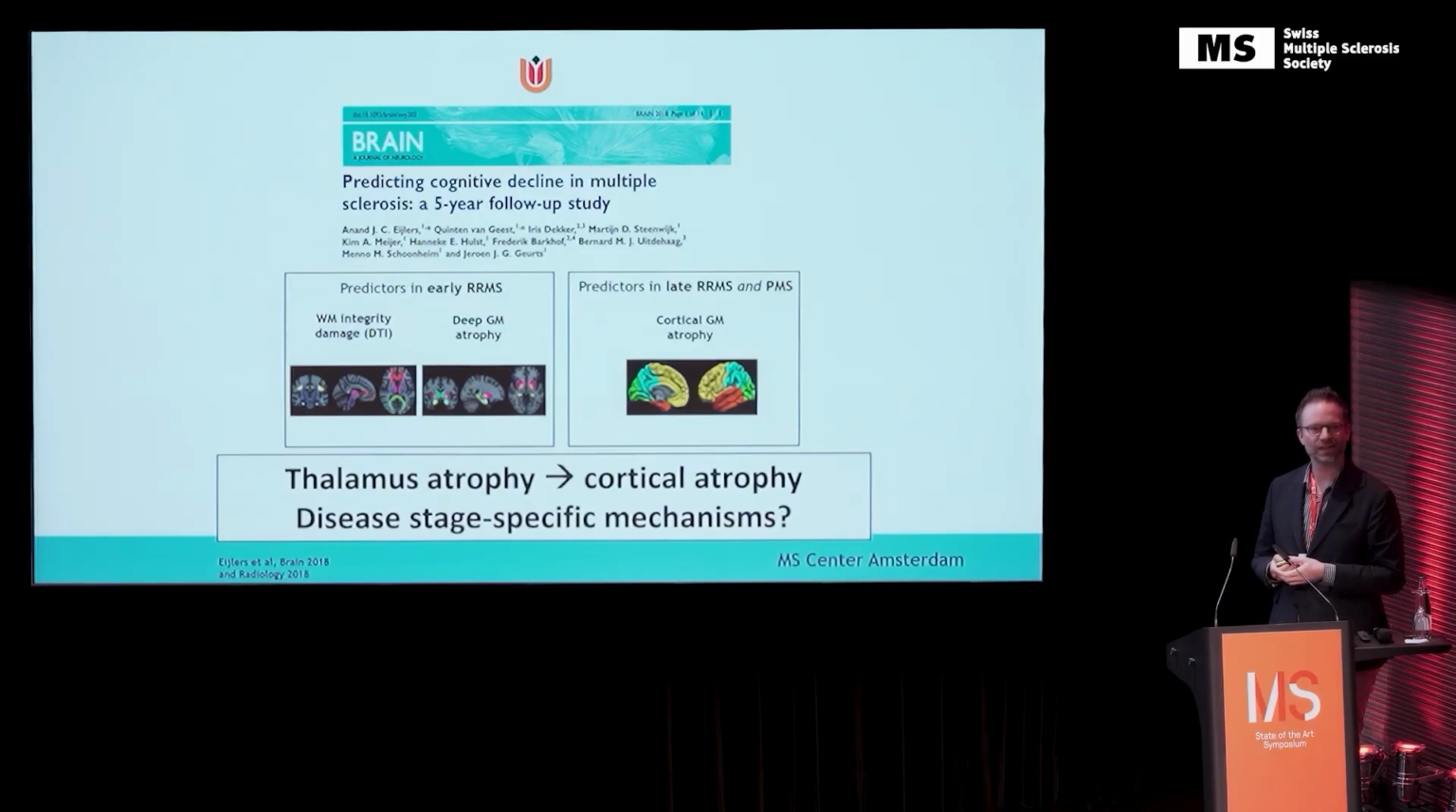Interestingly, we don't see that many thalamic lesions or direct thalamic damage. So this is an interesting thing with these MRI markers. Is it always a direct measure of pathology or a sort of summary measure of what's going on in the brain?